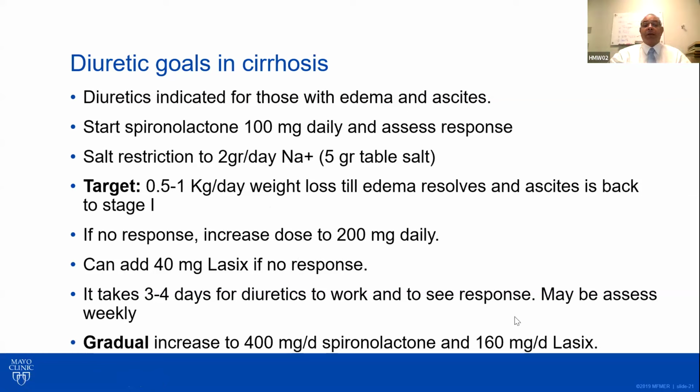Okay, and the maximum recommended dose of spironolactone is 400 milligrams daily and 160 milligrams daily for Lasix. And we're talking about oral Lasix, not IV Lasix.